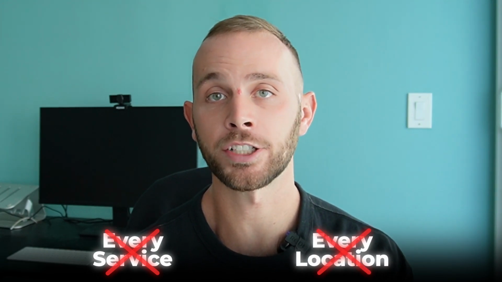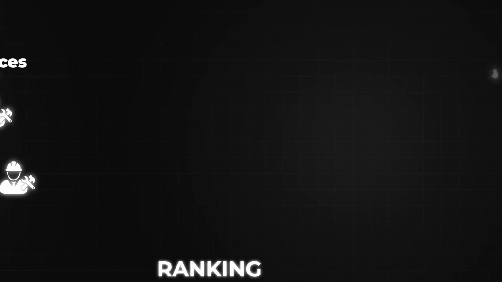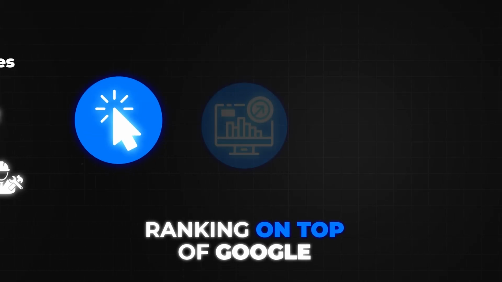We're doing this because we need to communicate with Google's algorithm geographically. If we don't tell them every service that you provide in every location you provide that service in, they don't know. The more specific you are with your target locations and the services, the higher probability that you have of ranking on top of Google, winning the clicks, winning the traffic, and winning the majority of the revenue. So here's how we're going to do it.